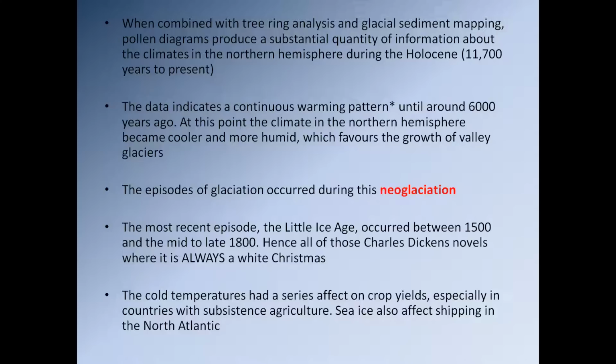Anyway, so on to the final point here. The cold temperatures had a serious effect on crop yields during this time period. So 1500 to 1800 was a period of relatively poor crop yields, especially in countries that had a subsistence agriculture based economy. Well, they suffered rather badly. And so what we see during this time period is lots and lots of small kingdoms, especially in Europe, beginning to join together to form larger kingdoms in order to pool their resources more effectively.